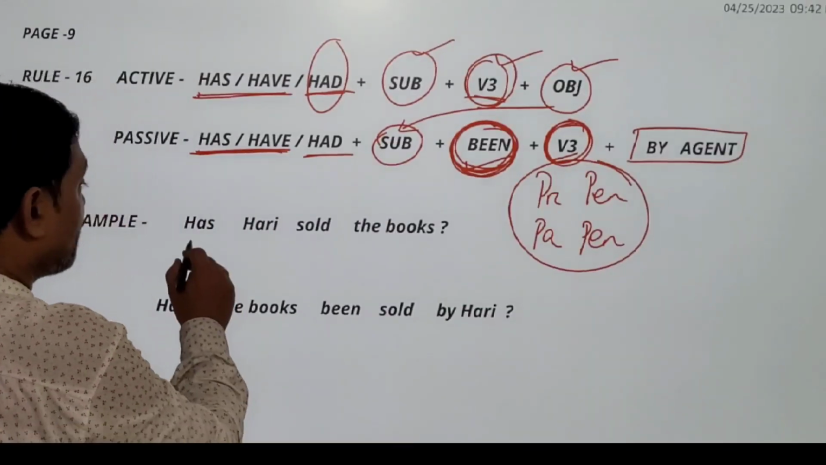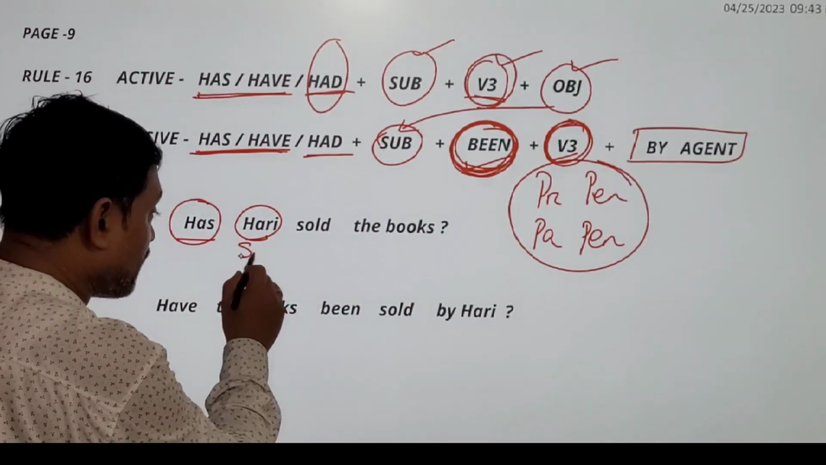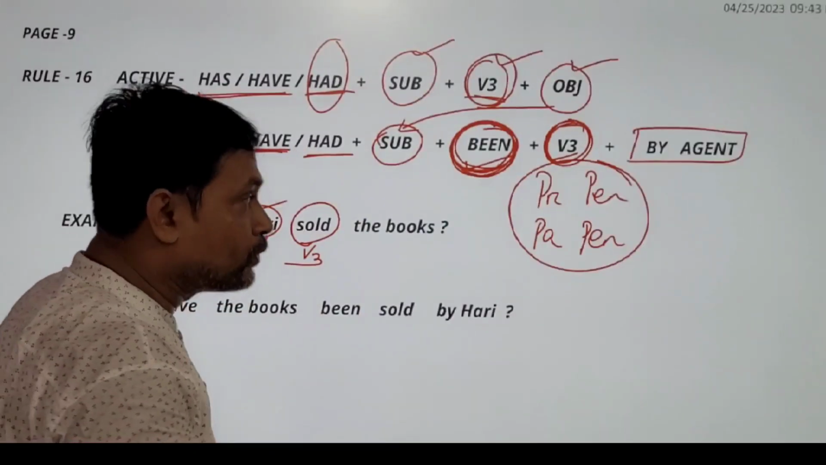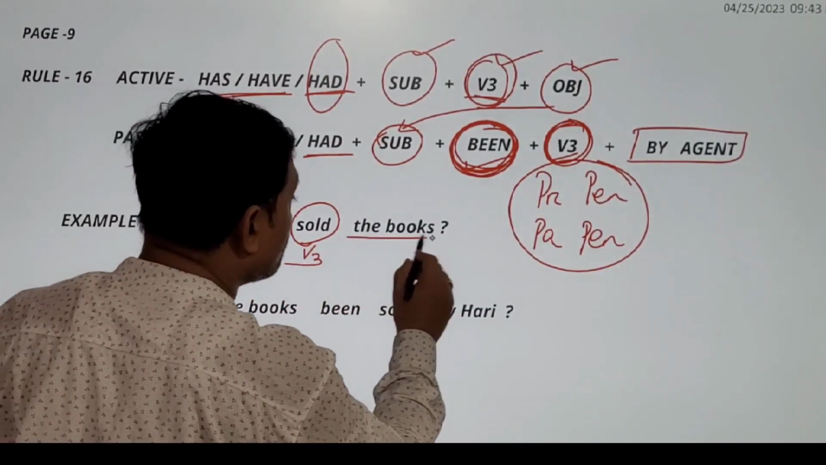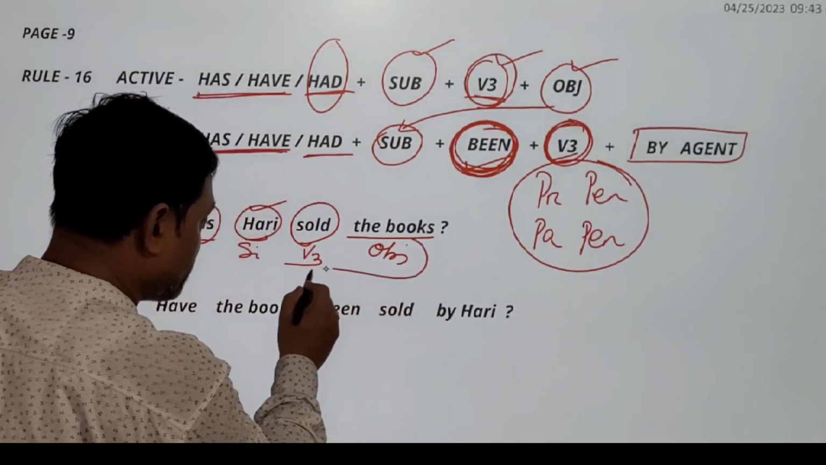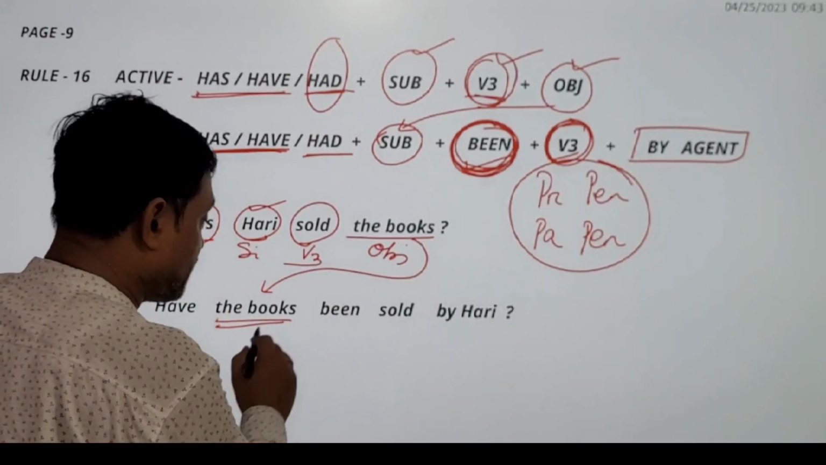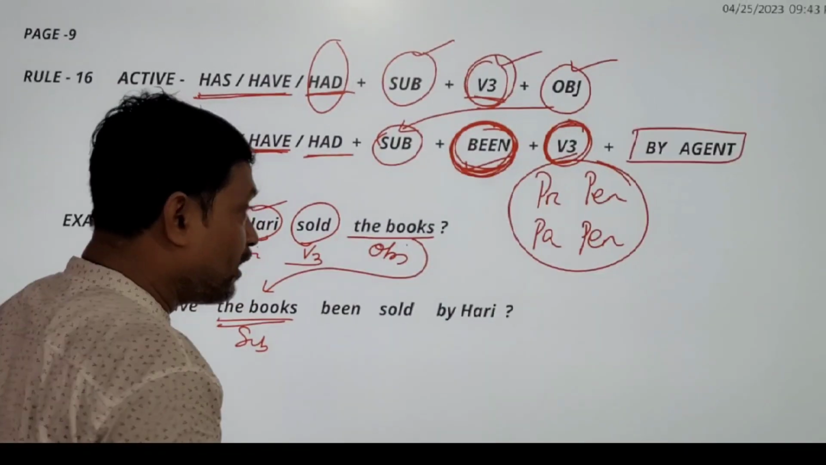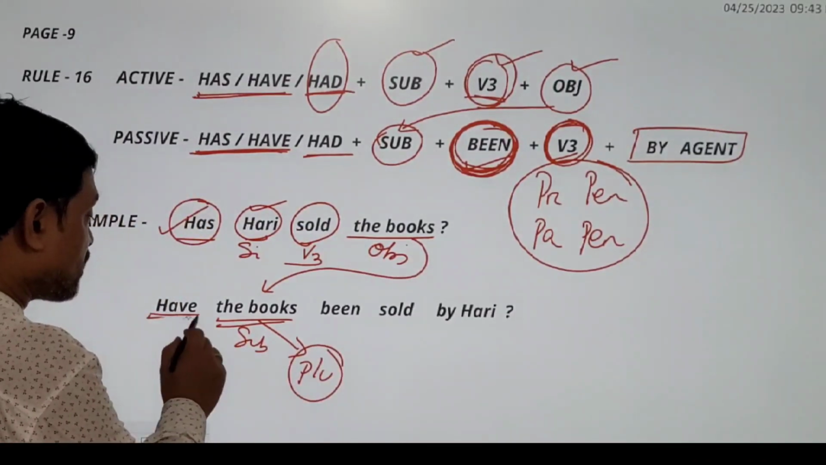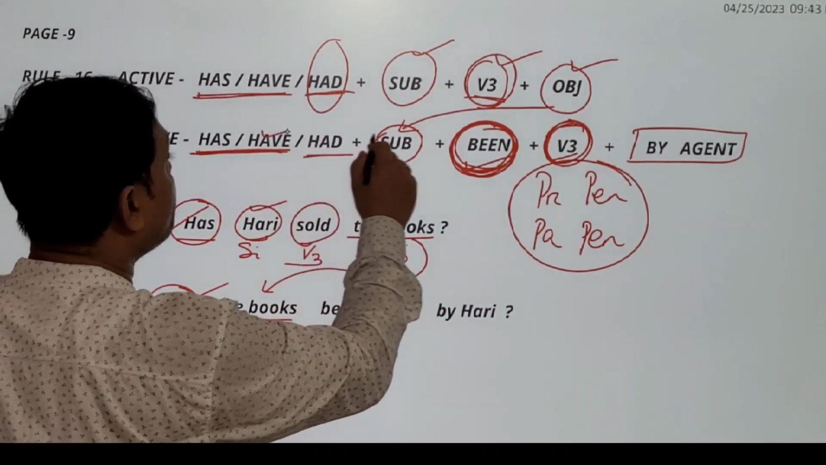एटी गोटे example अछि. Has Hari. Why has? Why not have? Hari is singular. So has Hari sold, that is v3 not v2. Has Hari sold the books. The books is called object. But dear students, you know object will take the subject position in passive format. Passive voice रे object टा subject position निये. Clear? And dear students, here the books is plural. So instead of has, you should place have. Clear? Have the books.